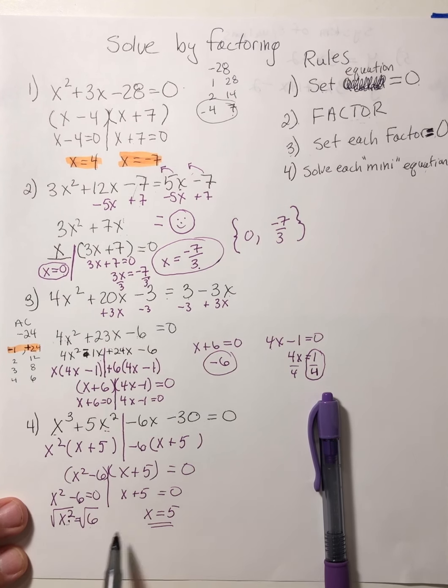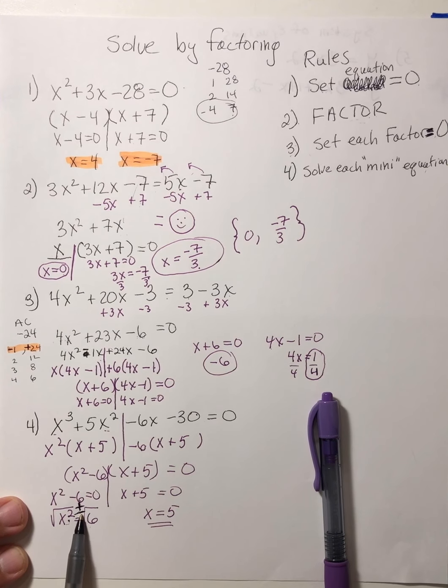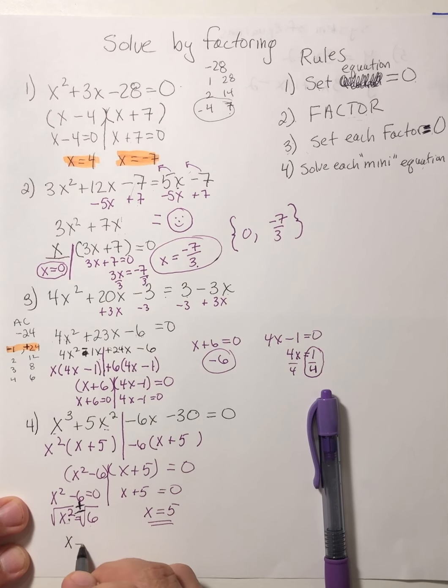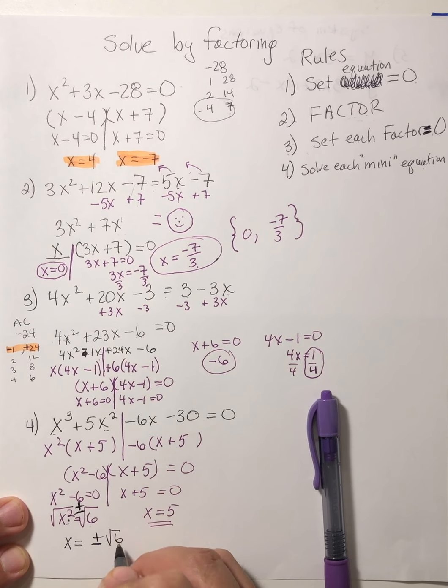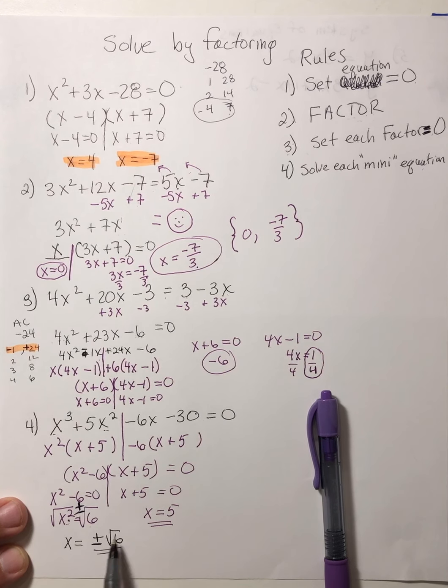Well, here we can't. We have to keep everything. So when you take the square root of both sides in Algebra 2, you have to remember to say plus and minus. So then x equals plus and minus, and we can't do anything with radical 6. Done. So we have our 3 answers. X cubed is supposed to have 3 answers. 1, 2, 3. Okay? We did the hard ones.